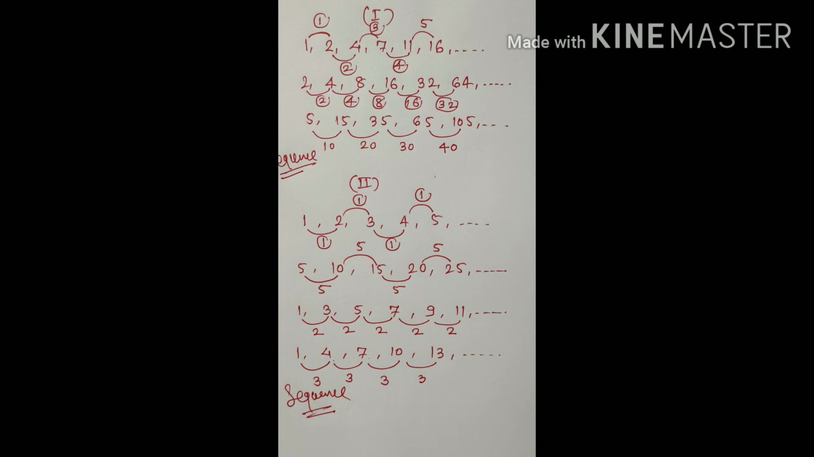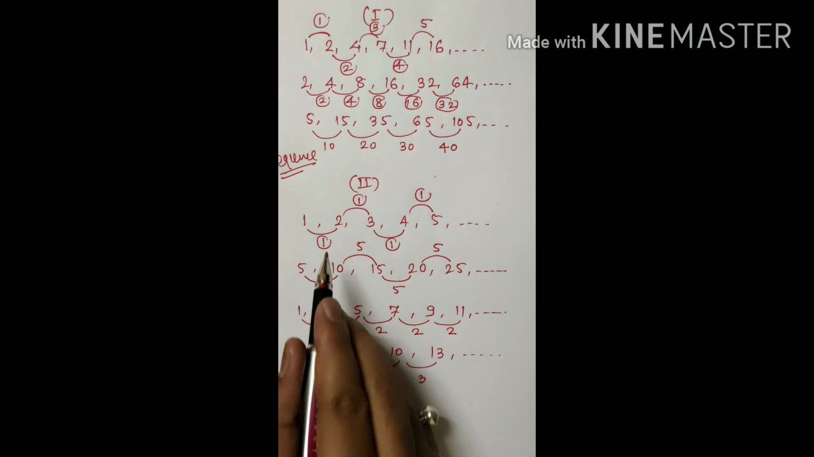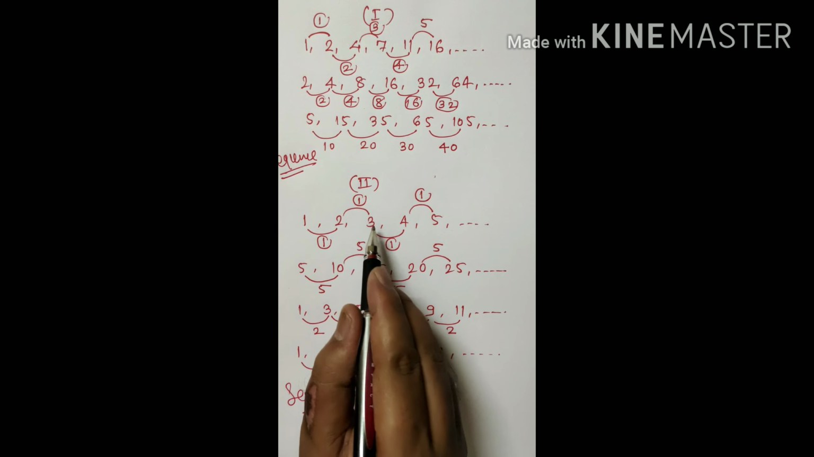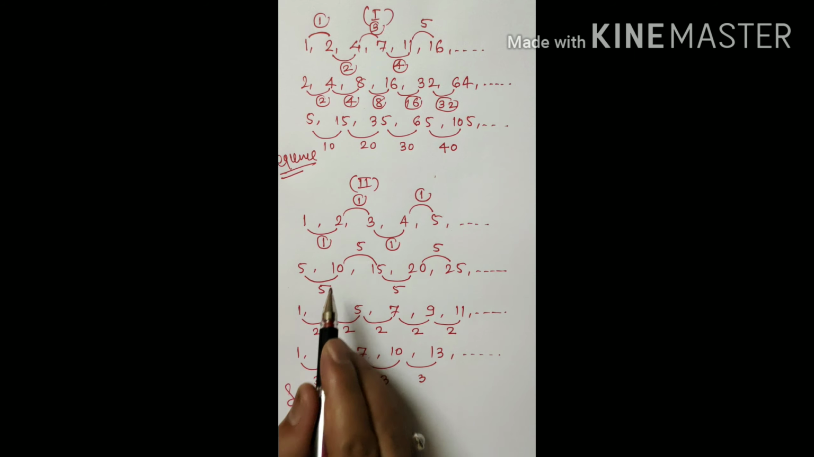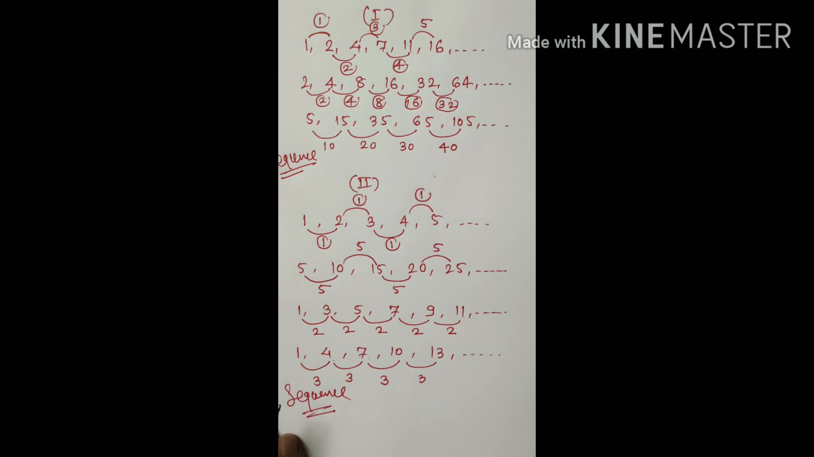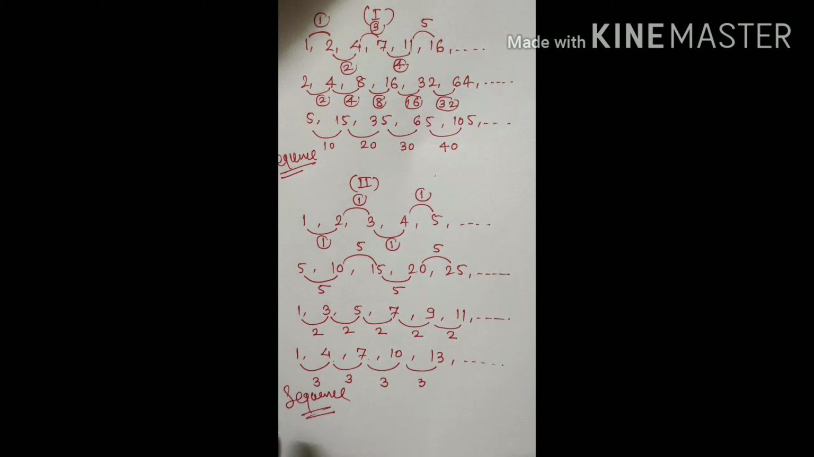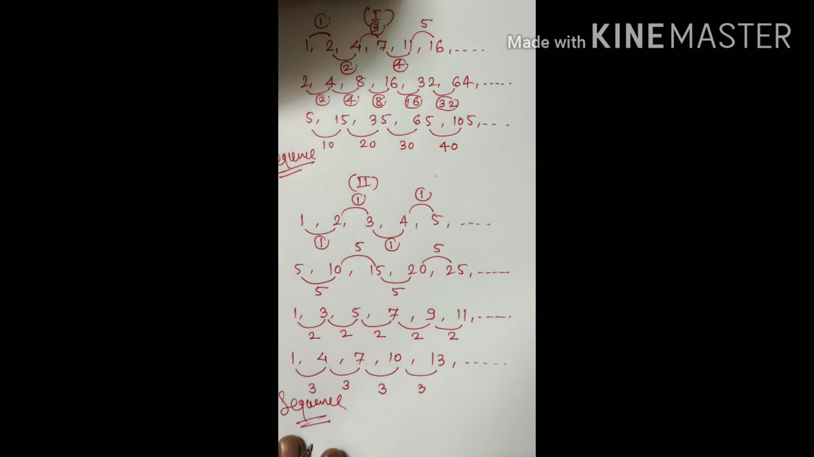Student, all sequences are arranged in a definite order by some definite rule. Then what is progression, student? Progression is a special type of sequence where the difference between two consecutive terms is always constant, student. So now I will explain what is progression.